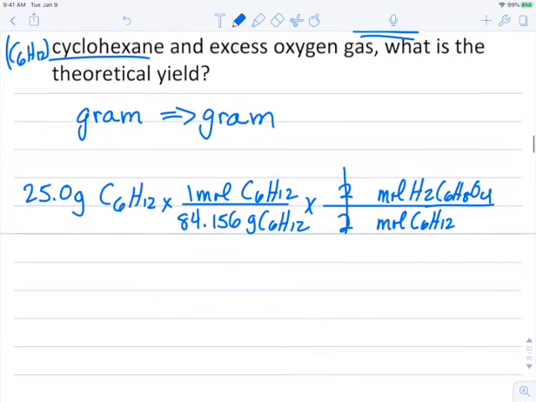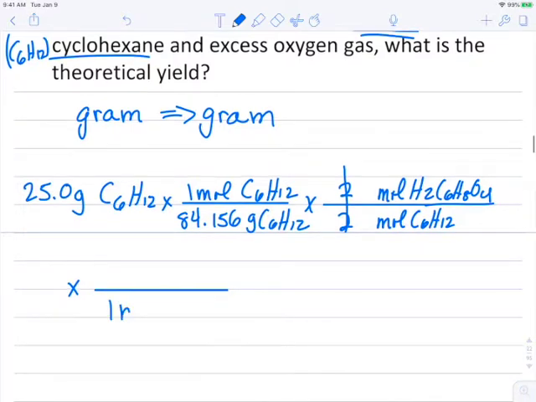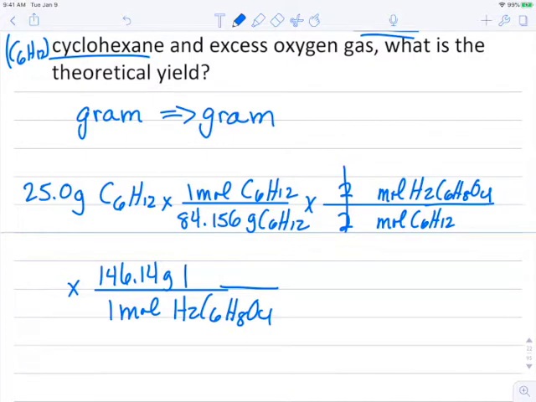All right. So then our very last step is going from moles to grams. So for every 1 mole of adipic acid, how many grams? What was your molar mass? 146.14. All right, 146.14 grams. Did everybody get something similar for your molar mass? All right, any questions on how we set this one up?